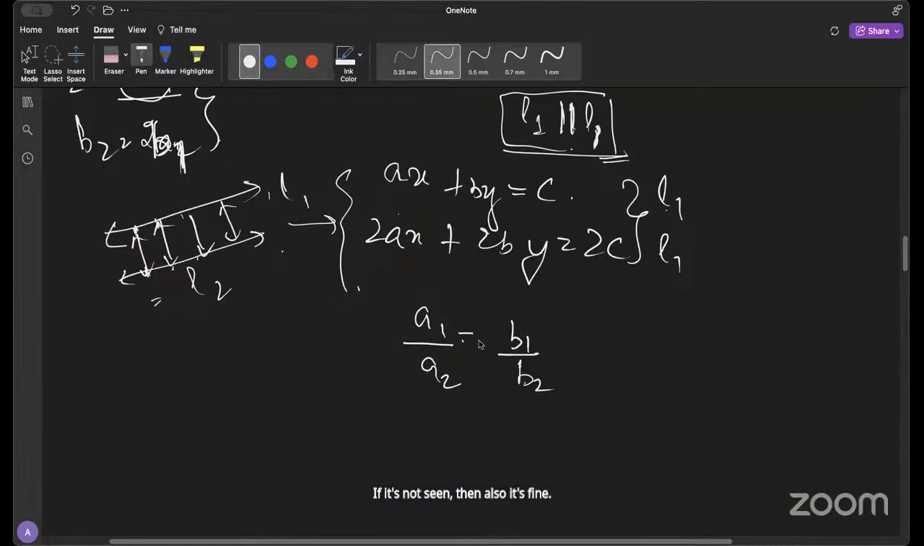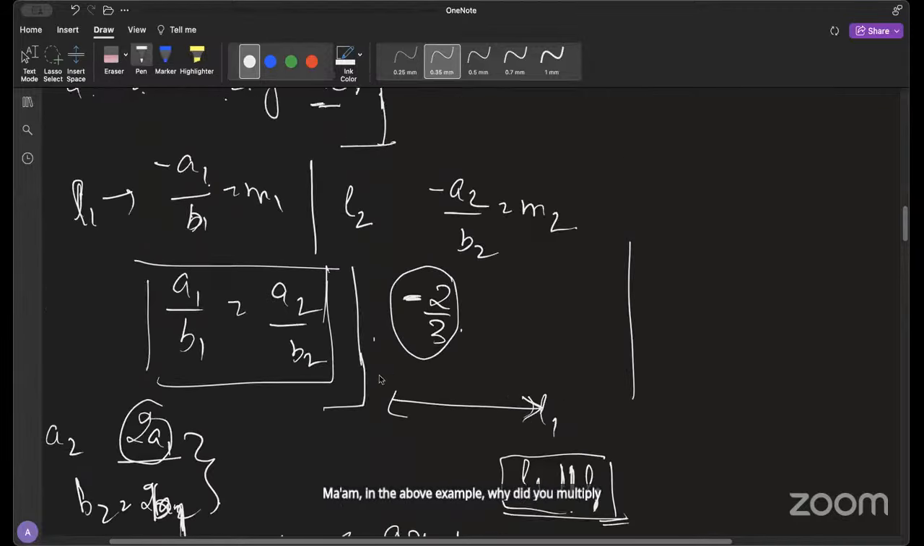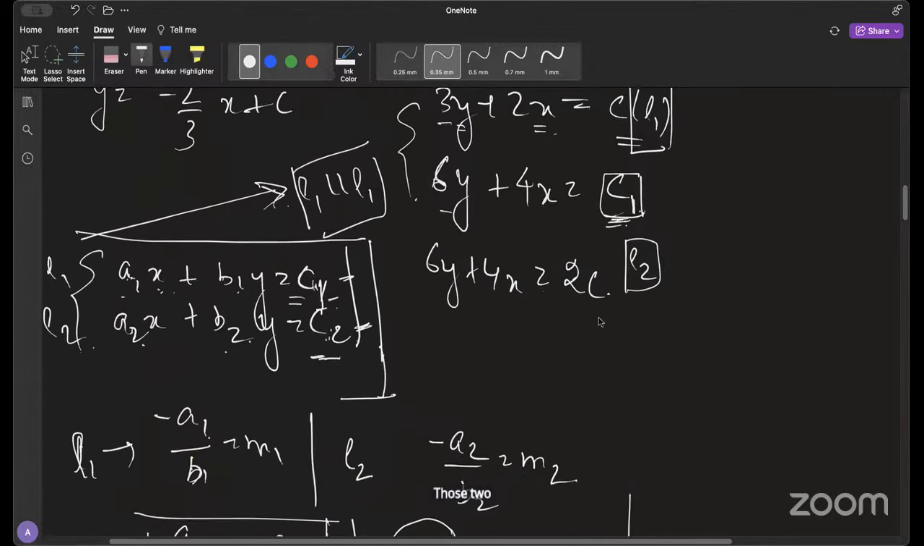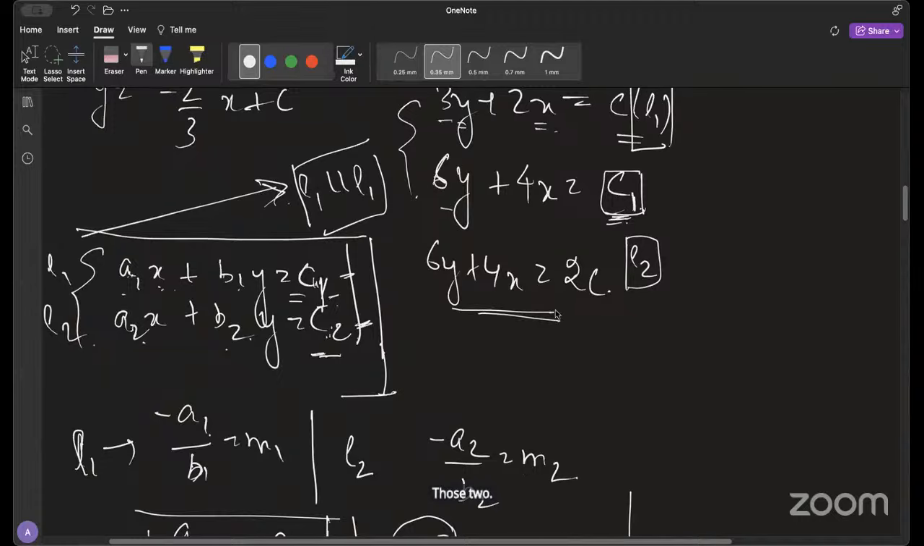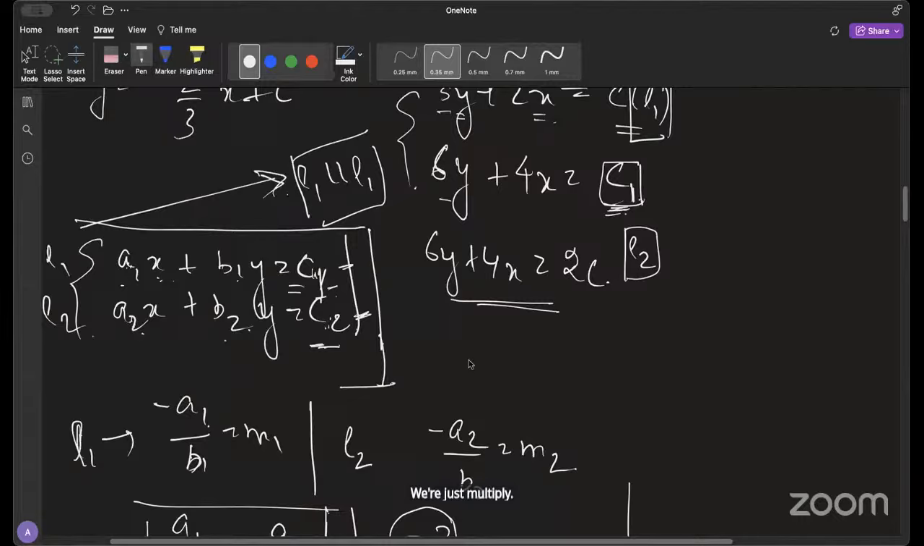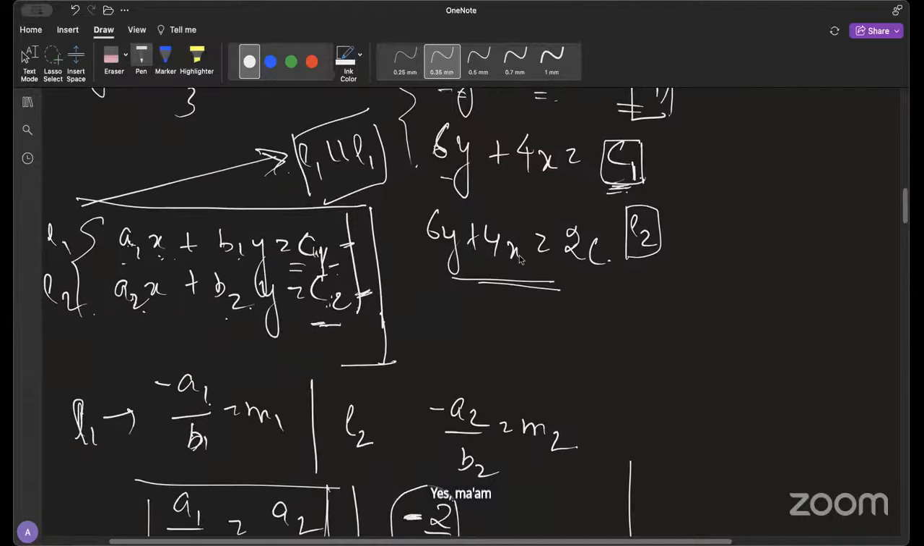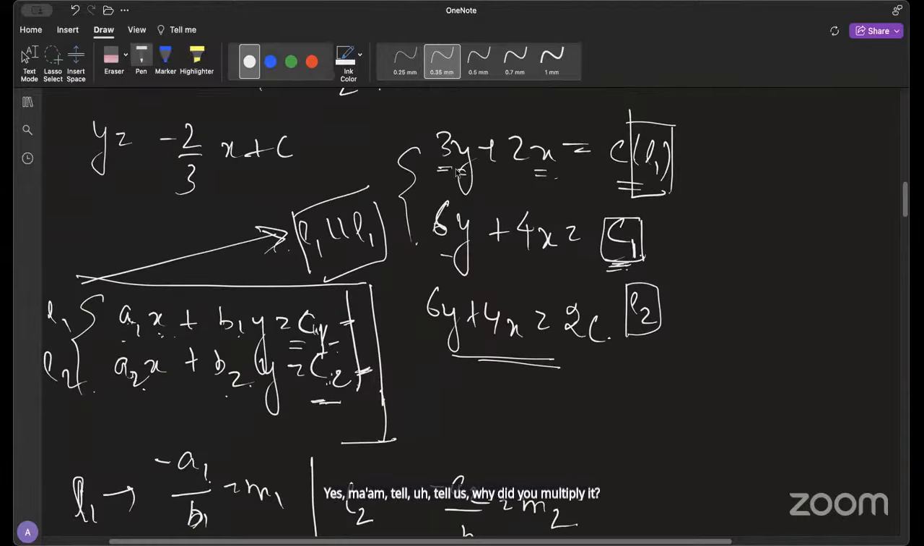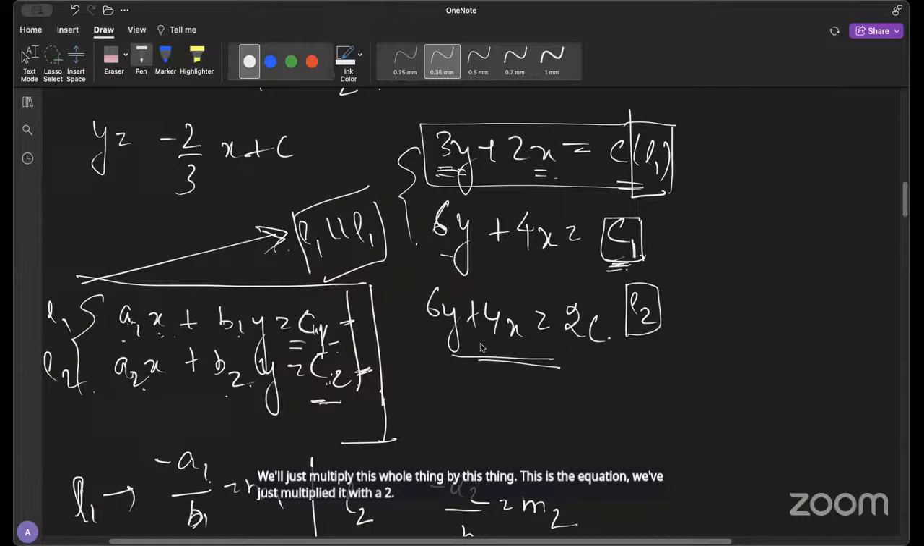Ma'am, in the above example, why did you multiply it? We've just multiplied this whole equation by 2 on both sides, so that it remains the same equation.